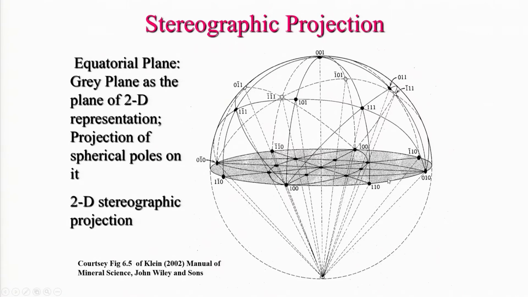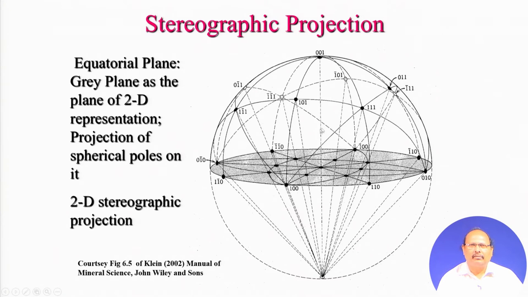What you can do here is join. Let us consider this face pole of plane 1, 1, 1. You can join this point with the south pole, because all these face poles lie on the northern hemisphere. So, you can join all these face poles with the south pole and see where it intersects this horizontal plane, which is shown as this horizontal circle. So, you see 1, 1, 1 intersects at this point.